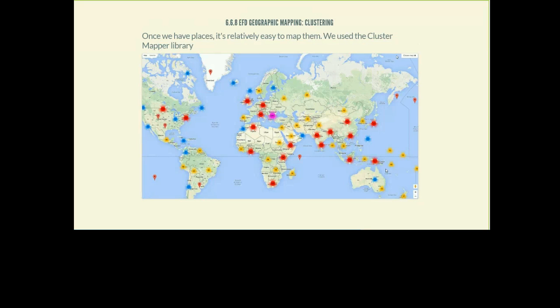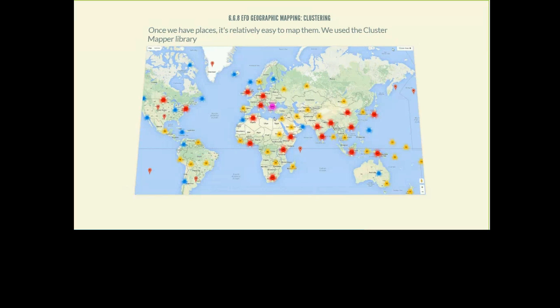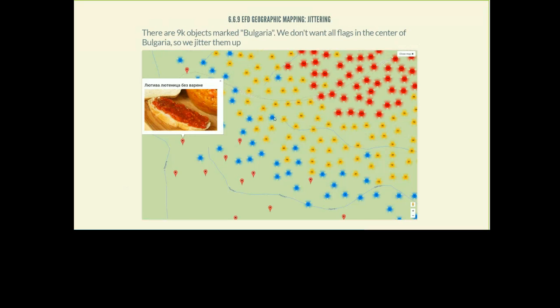Now, once you have places, you can also do geographic mapping. We use the cluster mapper library. So we have, I think, 50,000 objects, 9,000 in Bulgaria, and you can click and zoom here and you see a breakdown of these clusters. But because all of the 9,000 Bulgarian objects are just linked to Bulgaria, therefore to one point, the center of Bulgaria, you couldn't see individual objects. So we introduced what I call jittering, random deviations, so you can get down to one particular object and look at it.